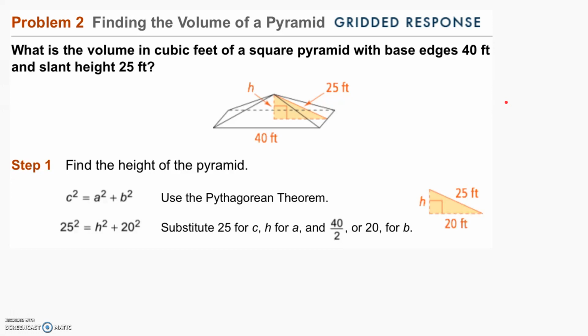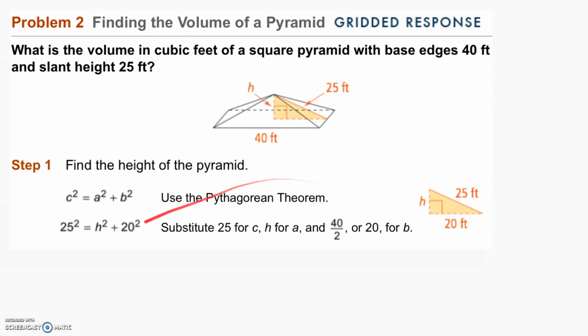We can do that using the Pythagorean theorem. Notice that the height and half the base edge, because we're going from the center to the side, are the two legs. So h is one of the legs, 20 is the other leg, and 25 is our hypotenuse. That's this longest side right here. Notice it's across from the right angle. The right angle almost points to it.